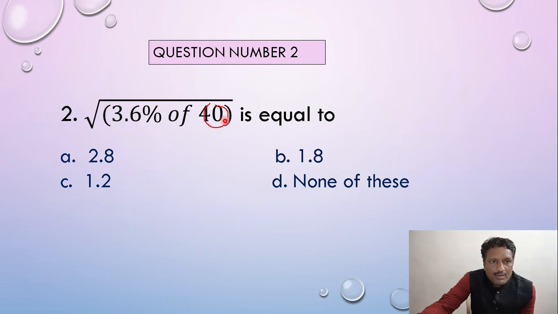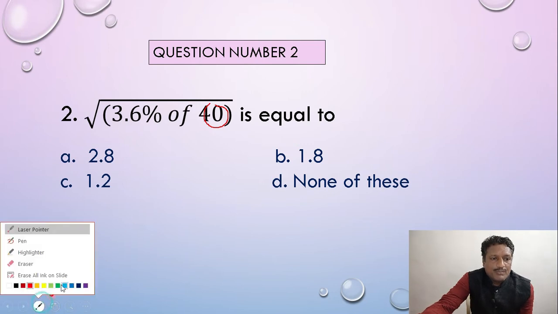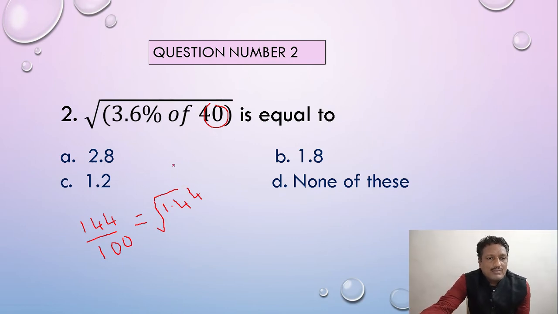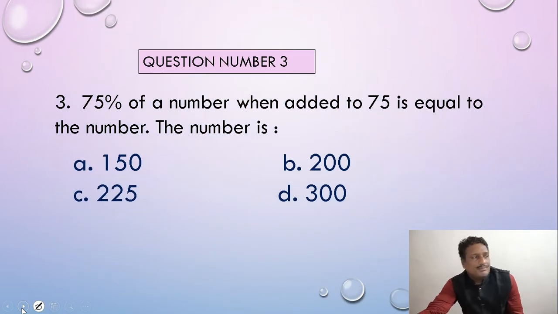So basically we got 144. Now this 144 by 100, we will get 1.44. If you take the square root of this 1.44, we will get 1.2. So 1.2 is the answer. So we have to do it like this. Let us see the next question.